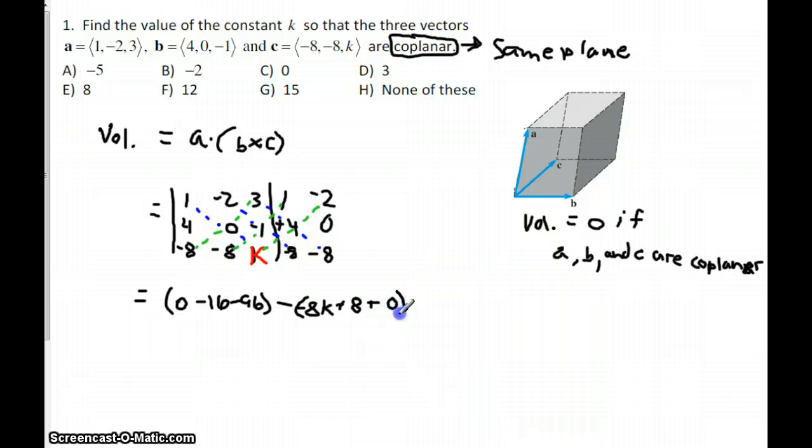So if you draw on the lines, it kind of obscures, and it's easy to make a copy down mistake as well. The first part gives us negative 112, and then we add on the 8k, and we take away the 8. That is what the volume of the parallelepiped with these three vectors would be, and we want it to be equal to 0. So we go ahead and set this equal to 0 and solve for k.